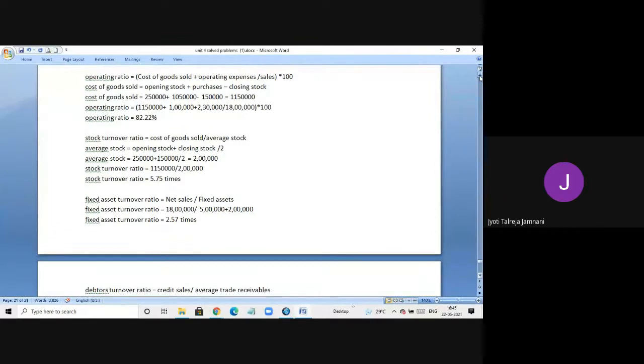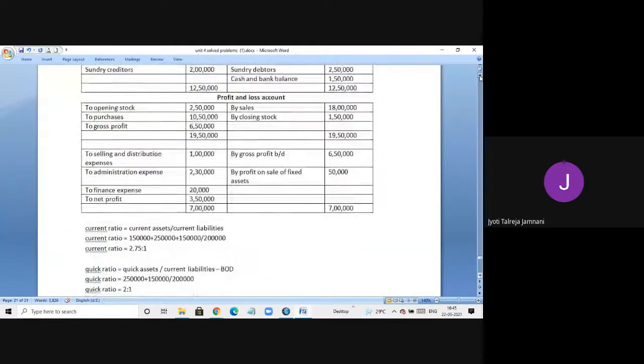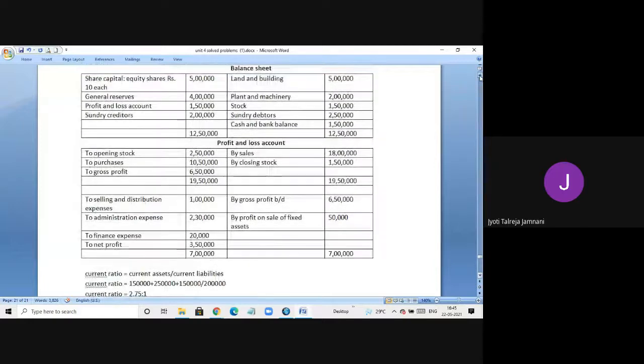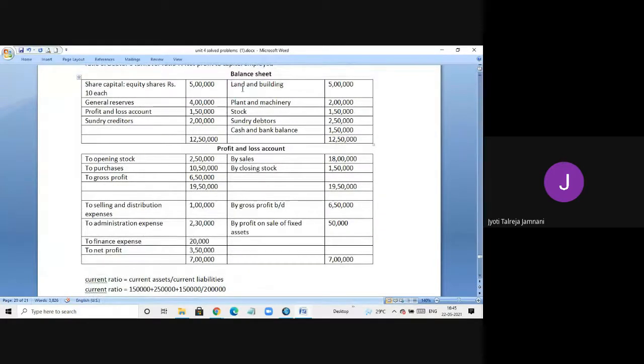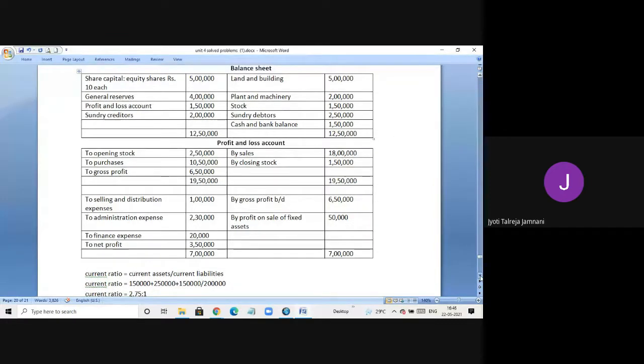Then average trade receivables is nothing but average debtors and average bills receivable. If you look at the balance sheet, there is nowhere bills receivable given, only debtors are given, and we don't have opening debtors and closing debtors like we had opening stock and closing stock. It was easy to find the average then; we added both and divided by 2. But here we have only one debtors value, so we cannot divide by 2. We have to take 2,50,000 as it is, because we don't have the opening value. So whatever the debtors value is, we take it as it is.